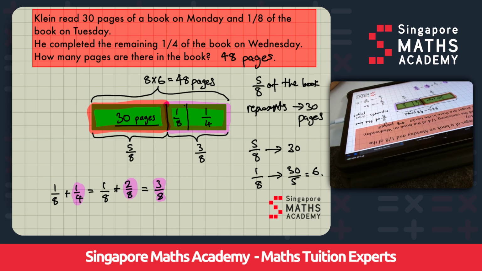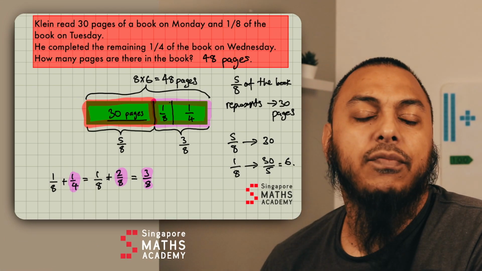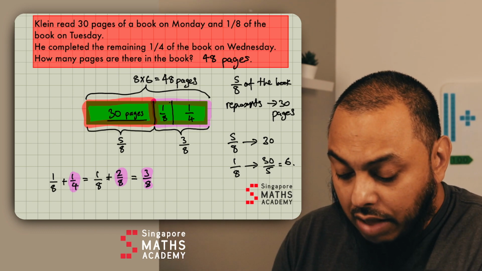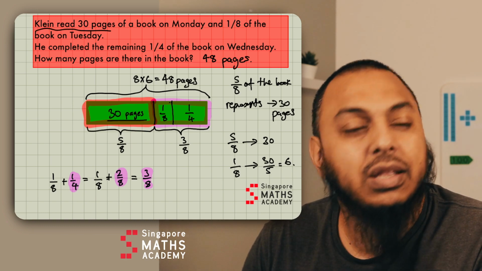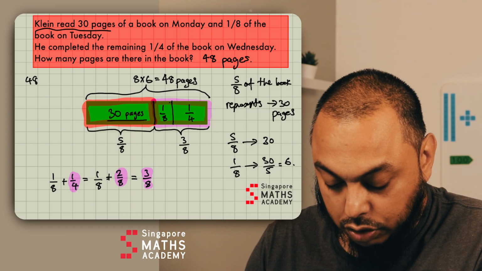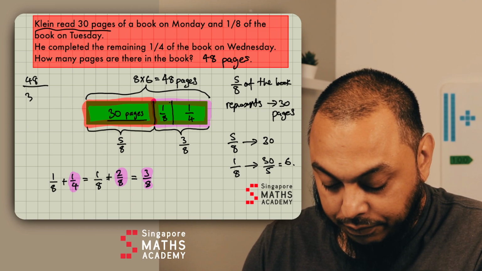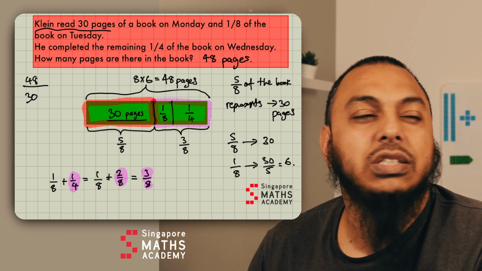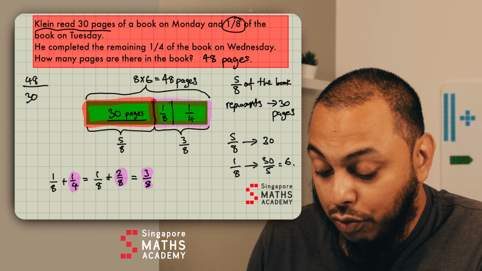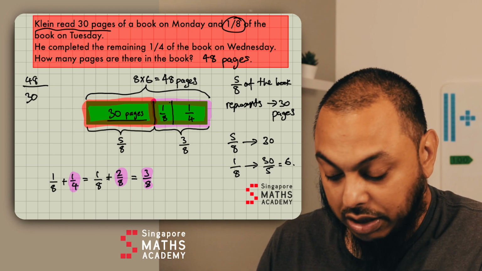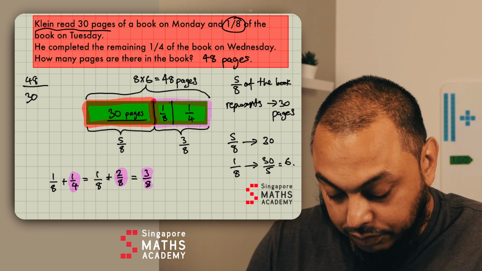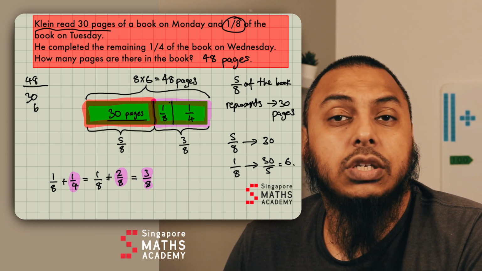Let's see if that's right. Okay, let's go back a step and figure this out again. If we're saying there's 48 pages in the book, the first step is he read 30 pages. So of the 48 pages, he read 30 pages at first. Then he read 1/8 of the book on Tuesday. 1/8 of 48 is 6, so he read 6 pages on Tuesday.